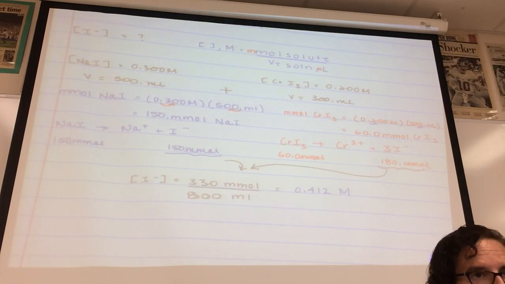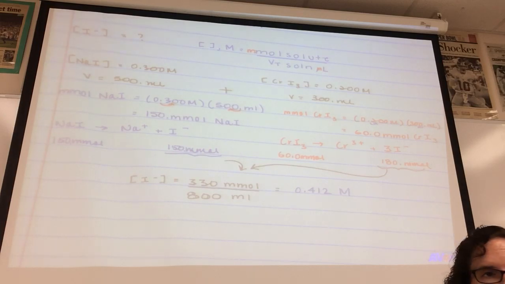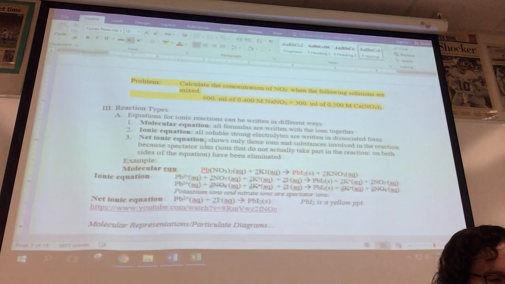I would like for you to try the problem highlighted in yellow in your notes. Give it a shot.